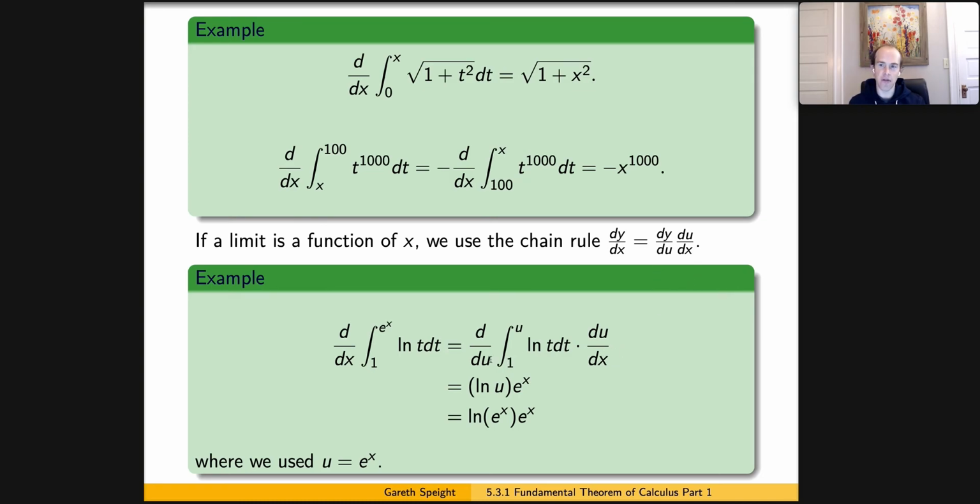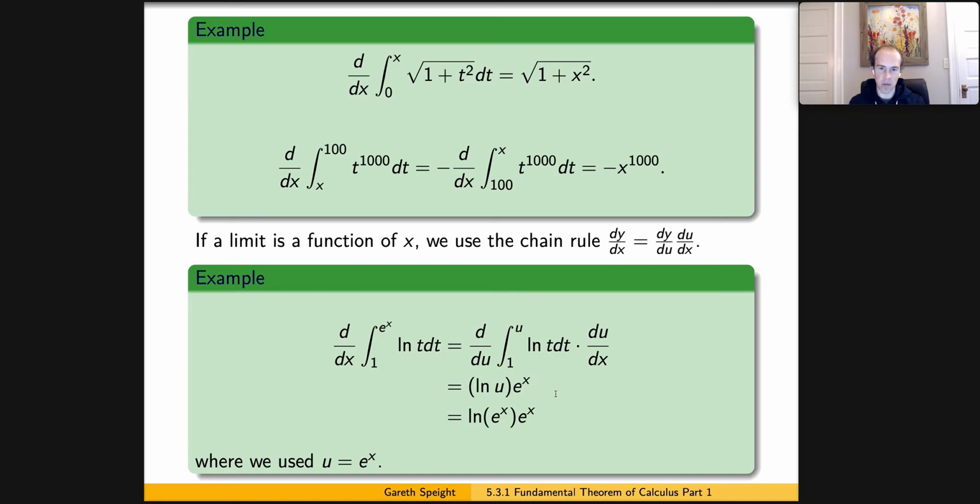And now because we can differentiate with respect to u and the integral up to u, we can apply the fundamental theorem of calculus part 1. We're just going to take the thing we're integrating and replace the variable of integration by u in this case. So we get ln of u. And then we have to multiply it by du dx. Here we're substituting u equals e to the x, so du dx is going to be e to the x.